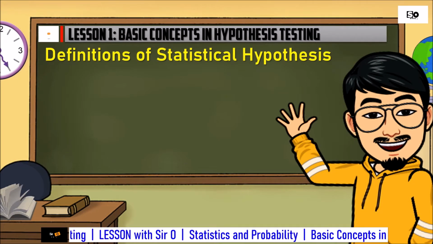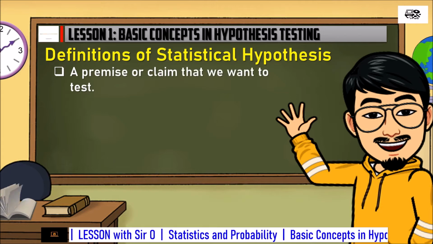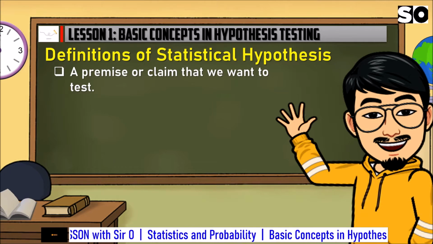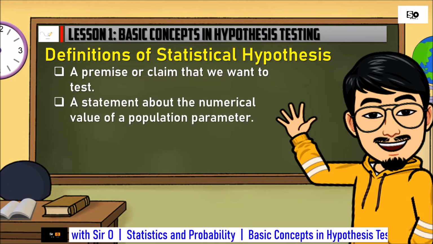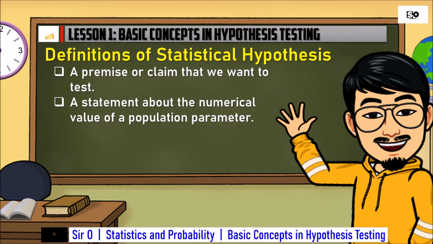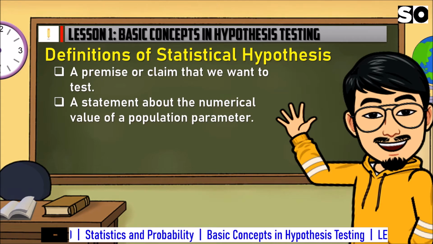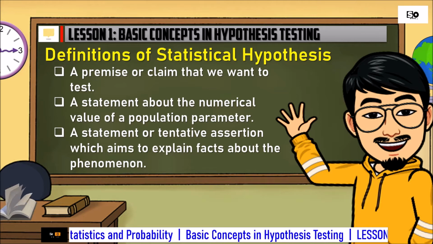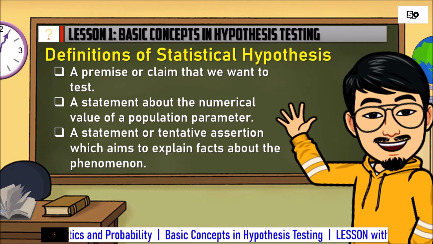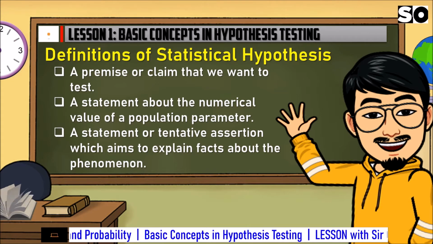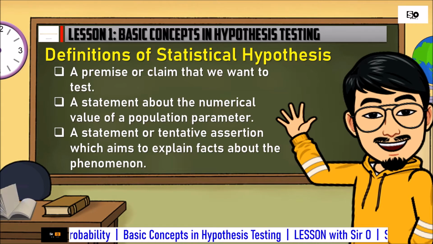Definitions of statistical hypothesis: a premise or claim that we want to test; a statement about the numerical value of a population parameter; a statement or tentative assertion which aims to explain facts about the phenomenon.